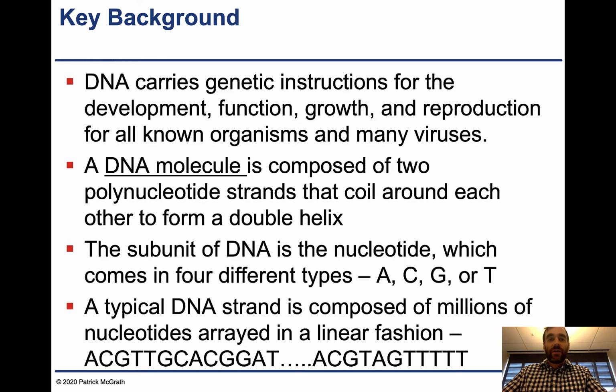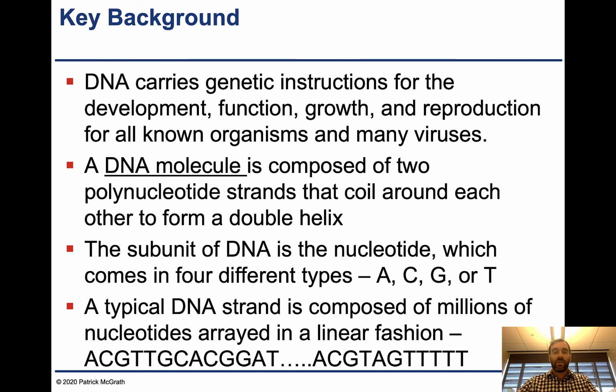Some key background from previous classes. DNA carries genetic instructions for the development, function, growth, and reproduction of all known organisms and many viruses. Many viruses do use DNA as their genetic material, while some, for example coronaviruses, use RNA. But it's important to know that the reason a cat looks like a cat and a dog looks like a dog is because they carry DNA that contains the instructions to build their body plan, etc., in a species-appropriate manner.